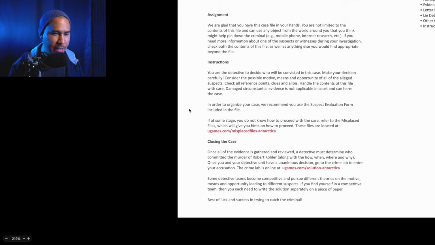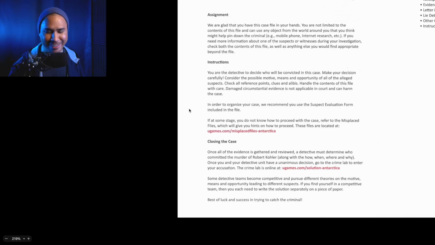Instructions. You are the detective to decide who will be convicted in this case. Make your decision carefully. Consider the possible motive, means, and opportunity of all the alleged suspects. Check all reference points, clues, and alibis. Handle the contents of this file with care. Damaged circumstantial evidence is not applicable in court and can harm the case.